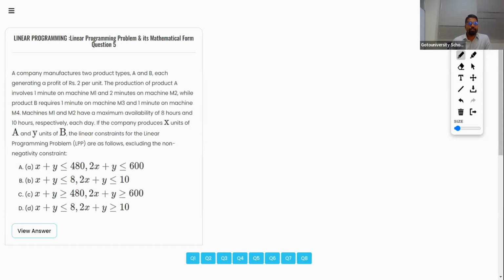A company manufactures two types of product, A and B, generating a profit of rupees 2 per unit. The product A involves 1 minute on the machine M1 and 2 minutes on the machine M2, while the product B requires 1 minute on machine M3 and 1 minute on machine M4. Machines M1 and M2 have a maximum availability of 8 hours and 10 hours respectively.